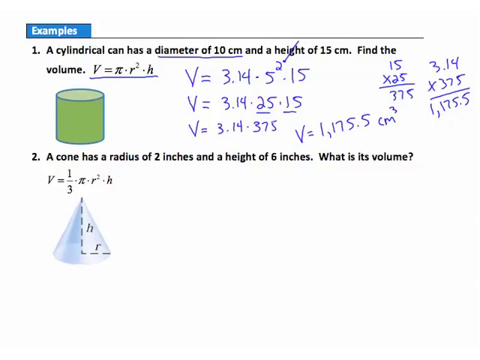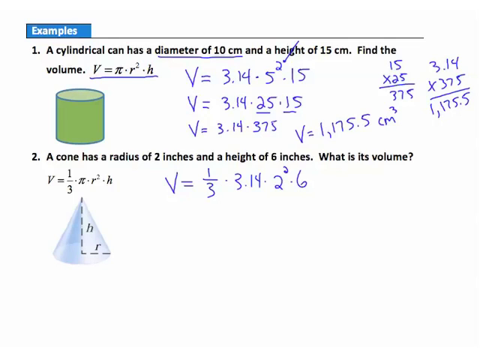Let's take a look at example 2. A cone has a radius of 2 inches and a height of 6 inches. What is its volume? Well, we're going to start with our formula here. So the volume is 1/3 times pi, which is 3.14, times the radius. In this case, the radius is 2. So we're going to have times 2 to the second power, and then finally times the height. In this case, the height is 6.